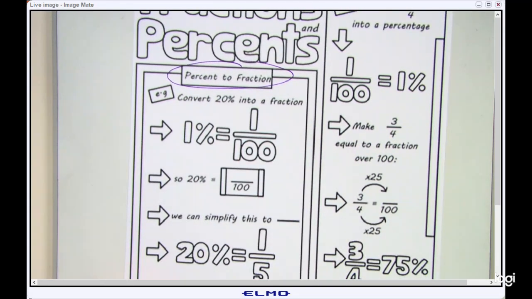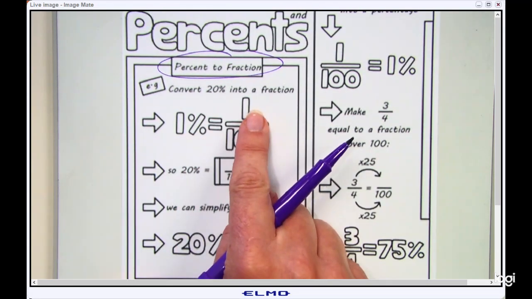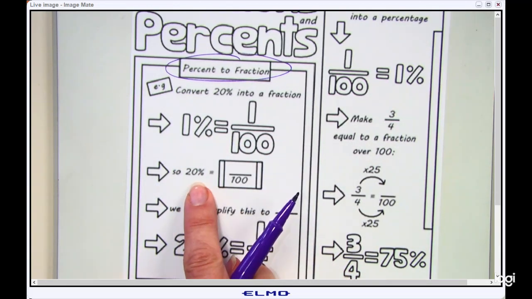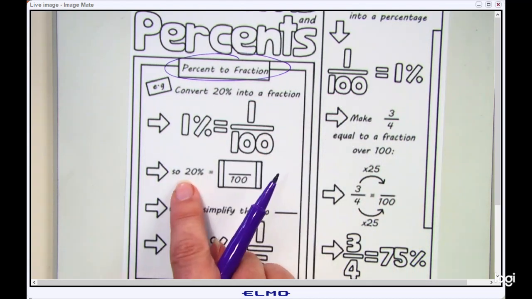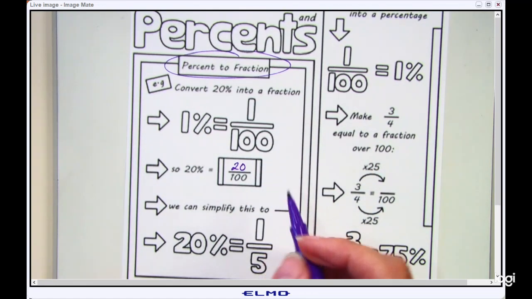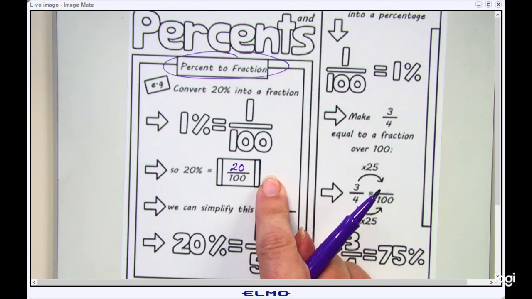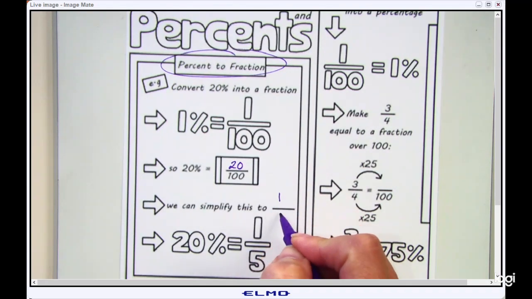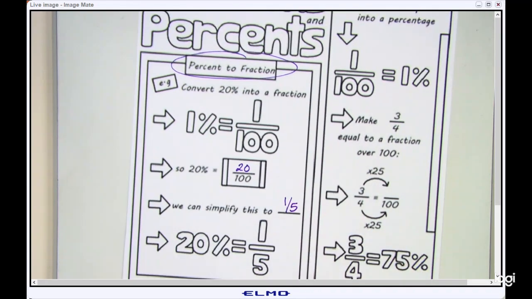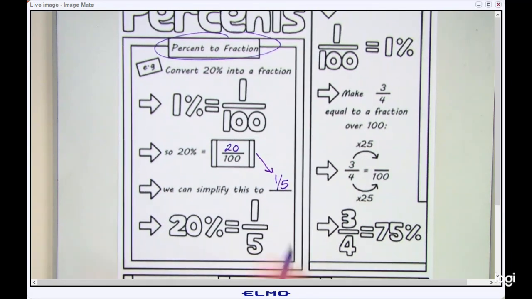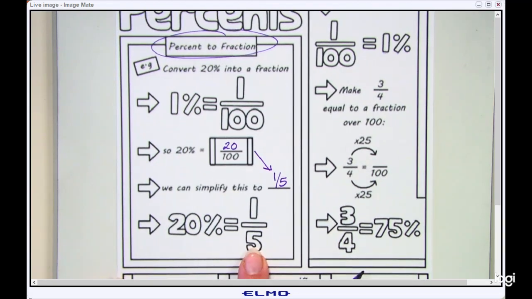Right here, this is where we are. If I've got 1%, 1 out of 100. So if I have 20% and I want to change it to a fraction, 1% is 1 out of 100, 20% is 20 out of 100. Now we should reduce that fraction. You can do it in your calculator, you can do it in your head. They both divide by 20, and I get 1 over 5. So that fraction reduced to 1/5, so 20% equals 1/5.